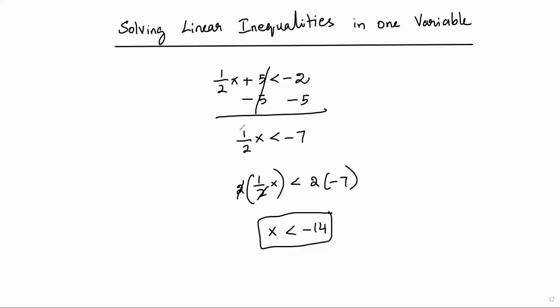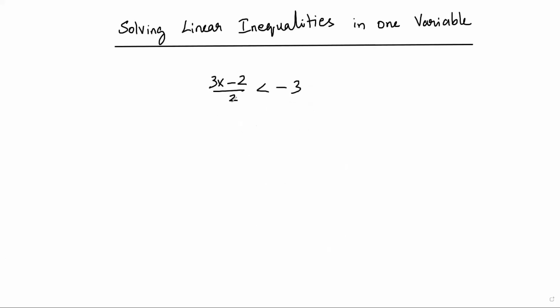Okay, we can look at another example. In this inequality, 2 is a common divisor for both 3x and negative 2. Our first work is to get rid of this denominator 2. For that, I need to multiply both sides by 2. So 2 will cancel out. 3x negative 2 less than 2 times negative 3, which is negative 6.